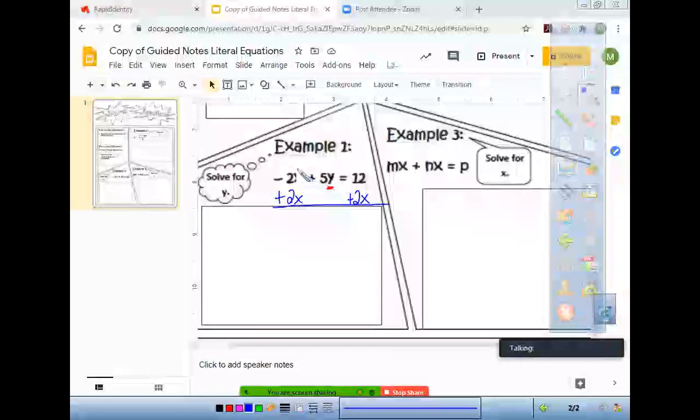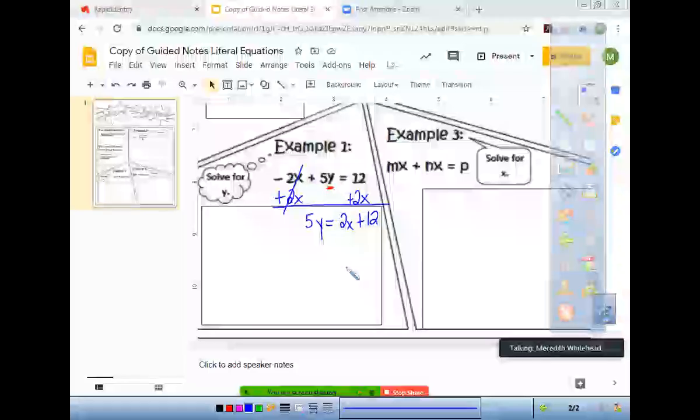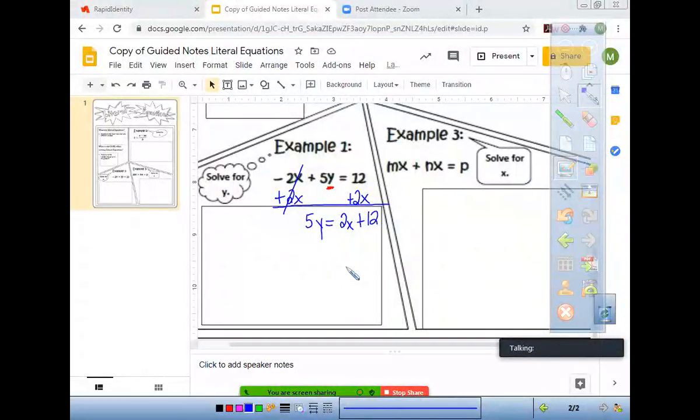So those would cancel. The 5y is going to come down. Now, are 12 and 2x like terms? No. So I can't directly add those together, but I can rewrite them together. So I would rewrite them as 2x plus 12. You could have also written it as 12 plus 2x. That would have been fine as well. Now we're still trying to get that y by itself, so how are we going to get rid of the 5?